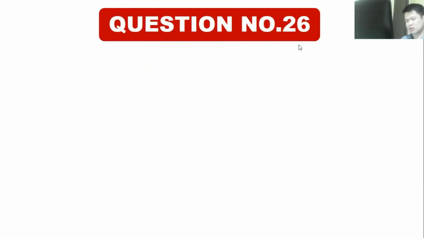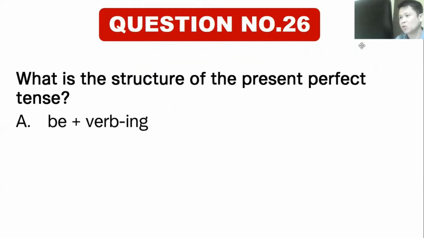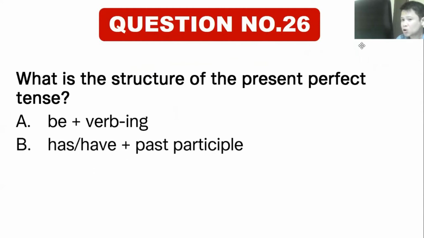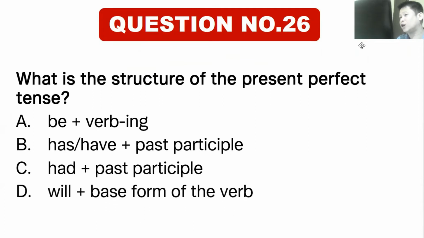Number 26. What is the structure of the present perfect tense? A, be plus verb-ing. So, I am doing something. B, has or have plus the past participle, or has or have plus PP. So, I have done something. C, had plus past participle. I had done something. D, will plus base form of the verb.